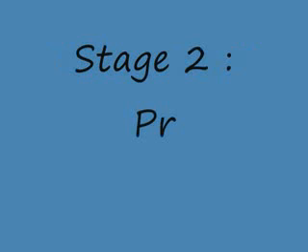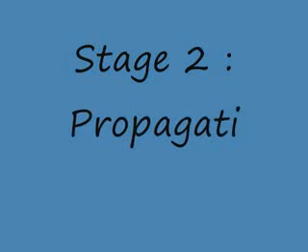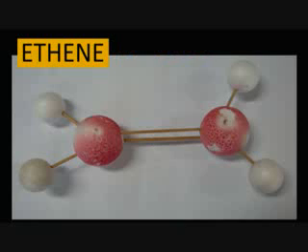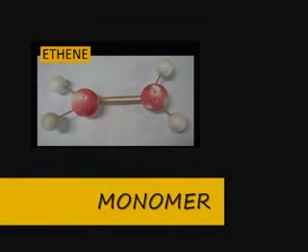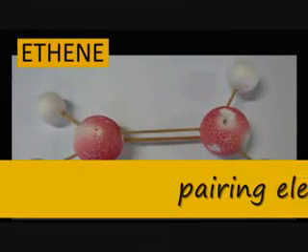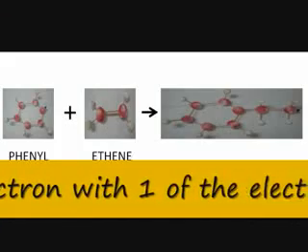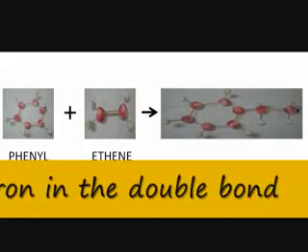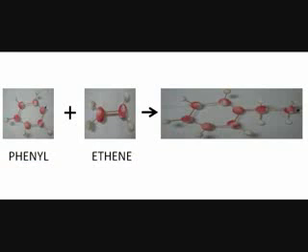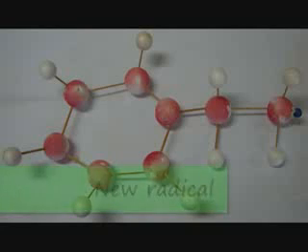Stage 2, propagation. A radical now reacts with one of the monomer molecules by pairing its electron with one of the electrons in the double bond to give a new radical. The double bond in the alkene has been replaced by a single bond.